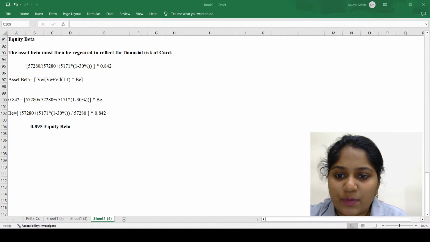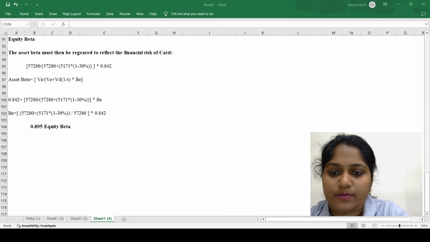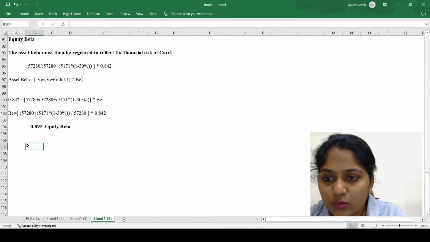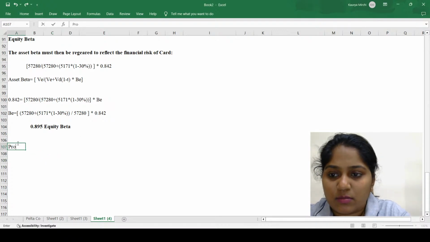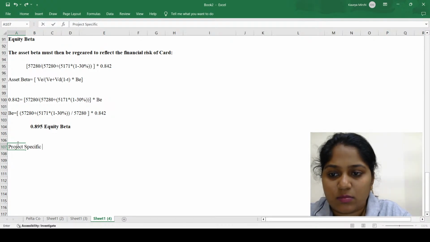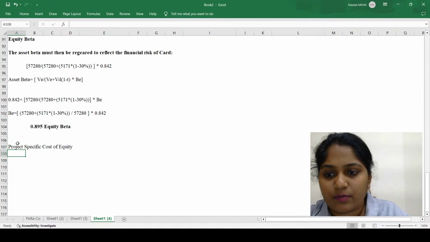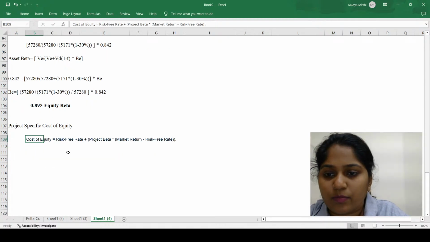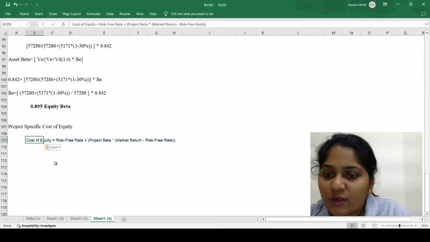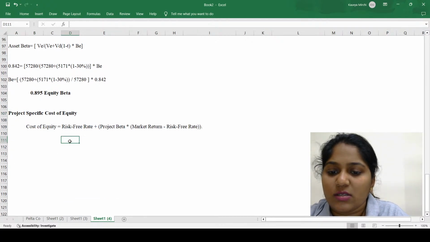What is the project specific cost of capital that we take? The cost of equity would be the risk-free return plus... So what would be the project specific cost of equity? It starts with the risk-free rate, which we already know. But what is the risk-free rate?